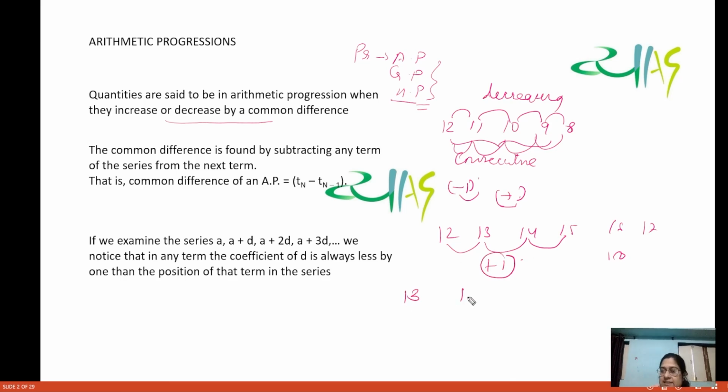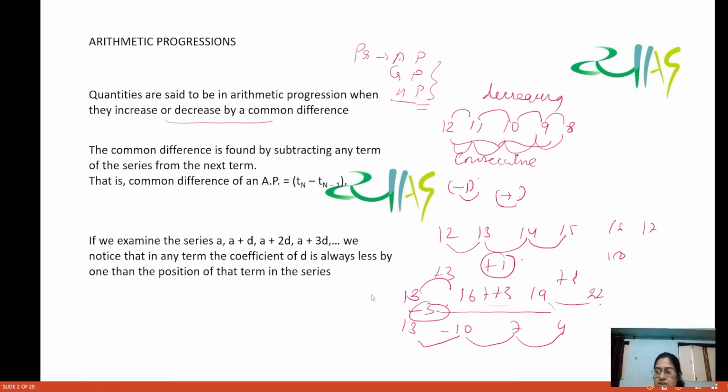Similarly, if we take 13, 16, 19, and then 22, this is also an arithmetic progression. Your common difference is plus 3. Similarly, if we take 10, 7, 4, this is also an arithmetic progression. Here the common difference is minus 3. So this is what an arithmetic progression basically means.